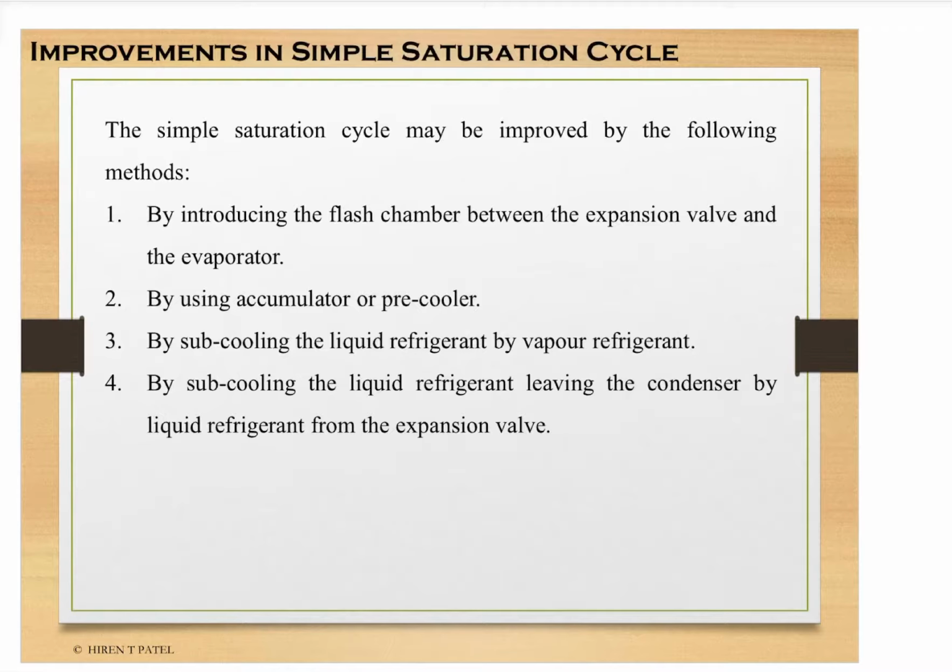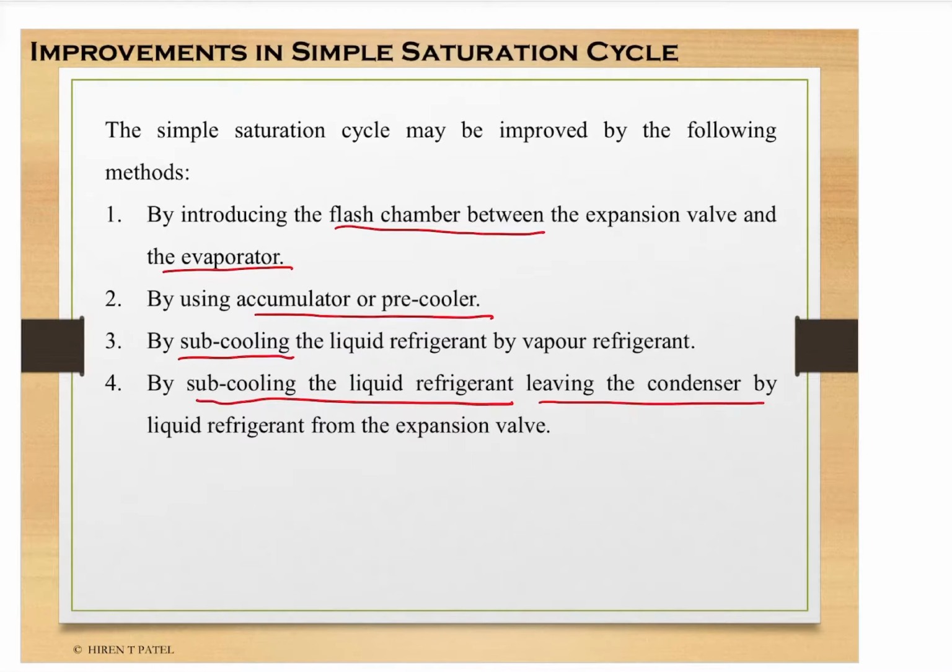One of them is using a flash chamber between the expansion valve and the evaporator. Another one is using an accumulator or pre-cooler. The third one is subcooling of the liquid refrigerant by vapor refrigerant. And the fourth one is subcooling of the liquid refrigerant leaving the condenser by liquid refrigerant from the expansion valve.